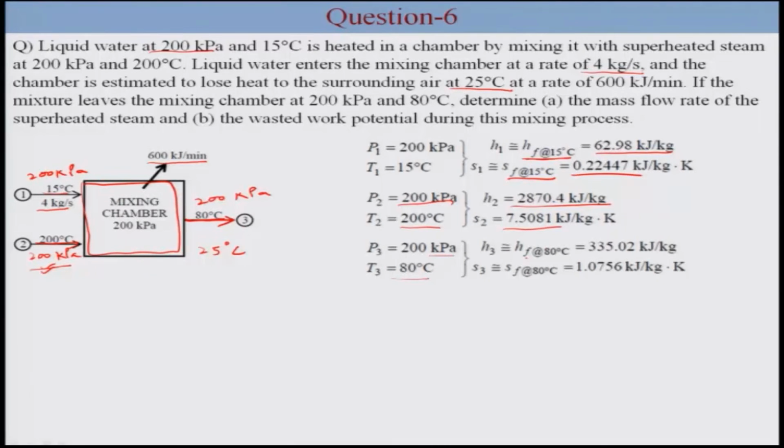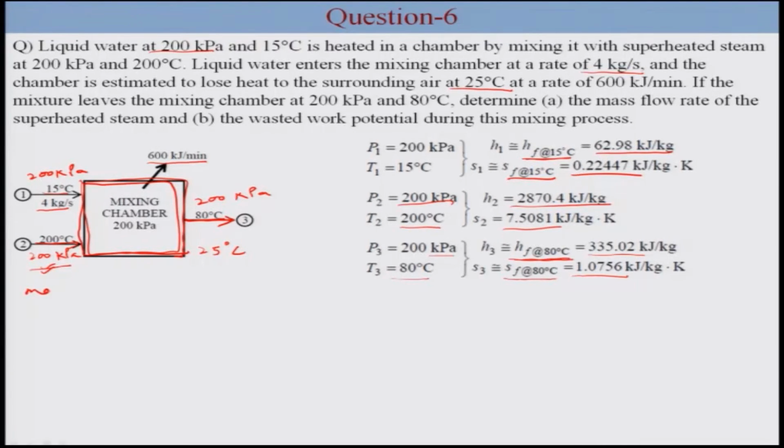So, the properties are estimated from those of the saturated liquid at the corresponding temperature, which is 80 degrees Celsius. So, h3 is hf at 80 degrees Celsius, which is 335.02, and entropy is the entropy of the liquid at 80 degrees Celsius, which is 1.0756. Now, taking this mixing chamber as the system, the mass and energy balance can be applied.